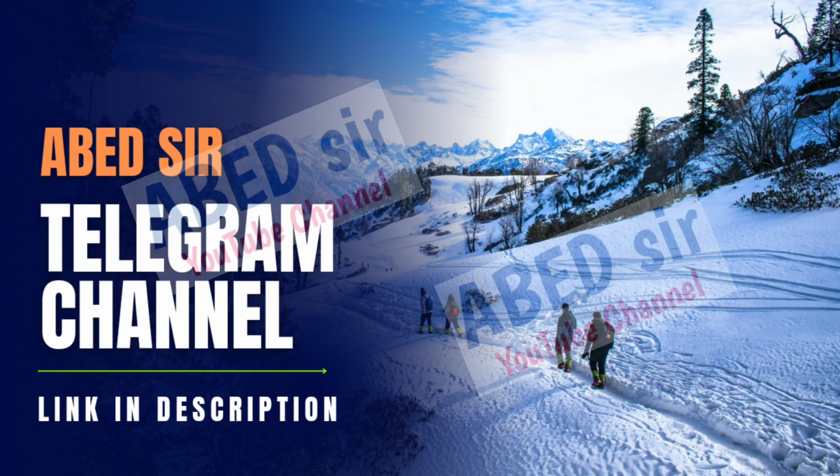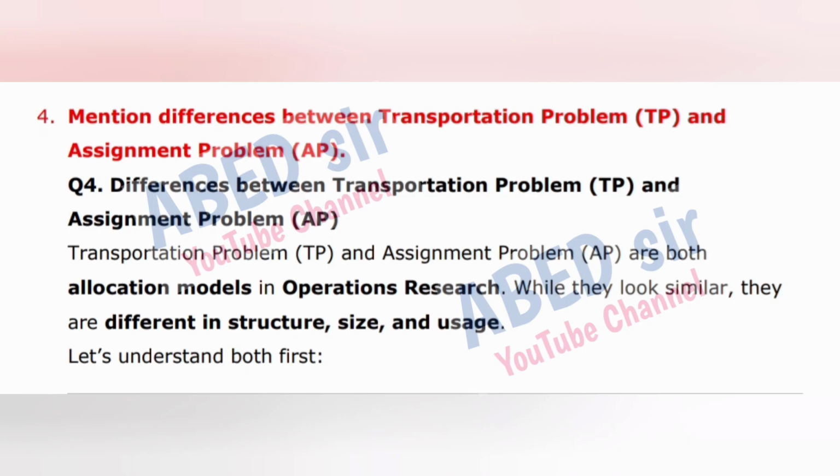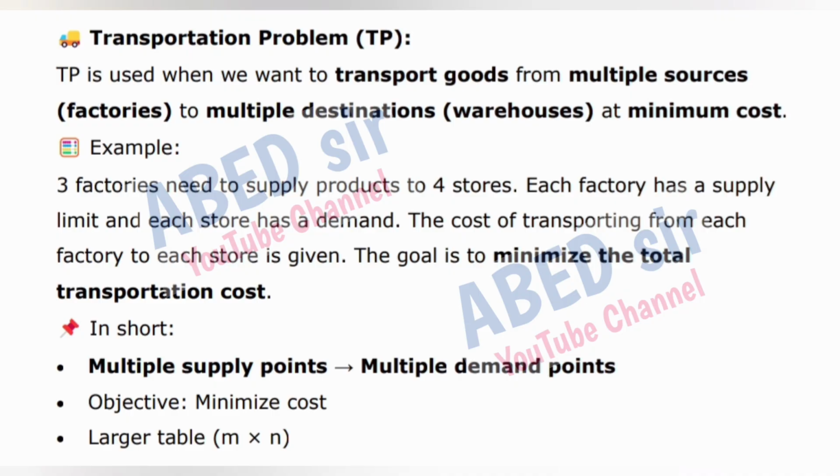Next important short question is: 4. Mention differences between transportation problem, TP, and assignment problem, AP. Transportation problem, TP, and assignment problem, AP, are both allocation models in operations research. While they look similar, they are different in structure, size, and usage. Let's understand both first. Transportation problem, TP. TP is used when we want to transport goods from multiple sources, factories, to multiple destinations, warehouse, at minimum cost.